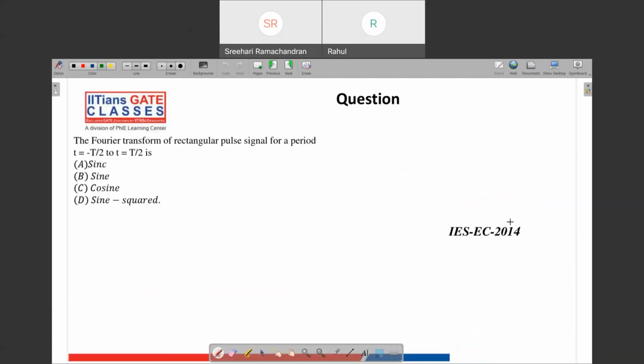Let me go to the next slide. So this problem that you see on the screen is directly based on the problem that we saw in the last slide. We want to find the Fourier transform of the rectangular pulse signal, which looks like this. It is there from minus T by 2 to capital T by 2. Just now we saw that the Fourier transform of the rectangular pulse will be a sinc function. So here it will be this option.